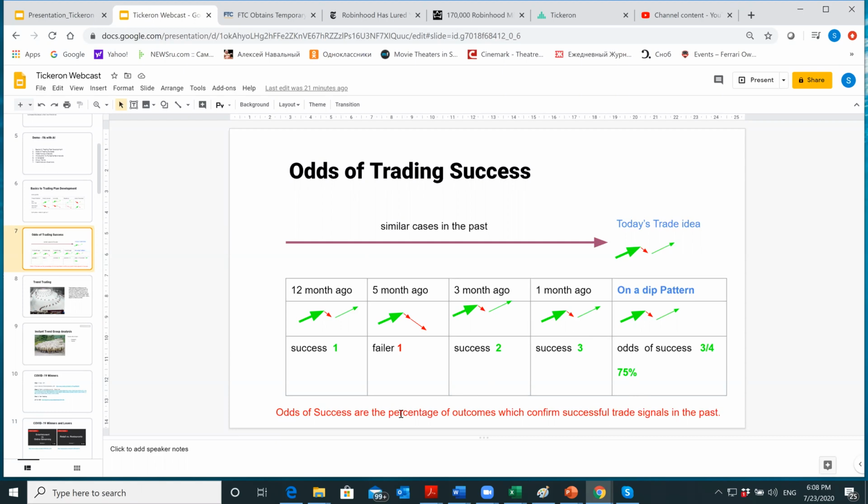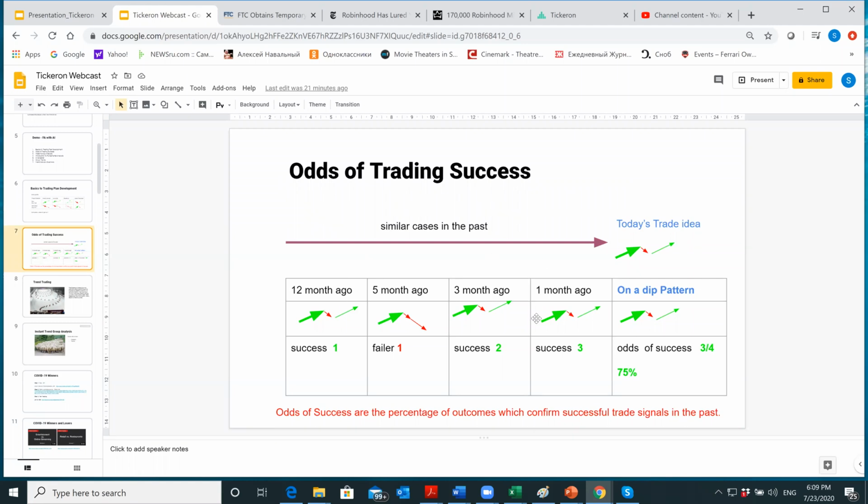So that means odds of success are the percentage of outcomes which confirm successful trade signals in the past, okay? That's the important thing we've been using. That's actually one more difference between our website and any other. What is the difference? We do backtesting or pre-calculation of these odds of success every night when you sleep. Our computer is working, calculating millions of different strategies and then presenting them with odds of success. When you click, it's already pre-calculated. You do not need to create a strategy and backtest.